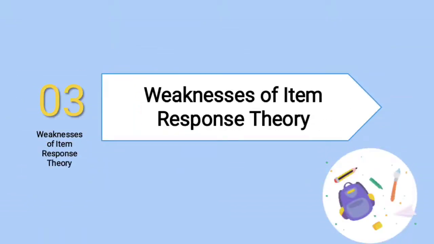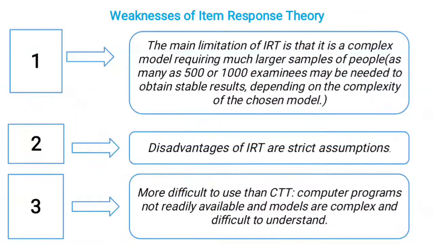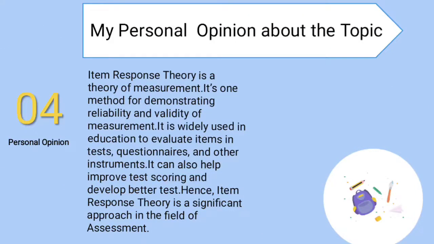Moving on with the weaknesses of item response theory. First, the main limitation of IRT is that it is a complex model requiring much larger samples of people. As many as 500 or 1,000 examinees may be needed to obtain stable results, depending on the complexity of the chosen model. IRT also has strict assumptions. Also, it is more difficult to use than CTT. Computer programs are not readily available and models are complex and difficult to understand.